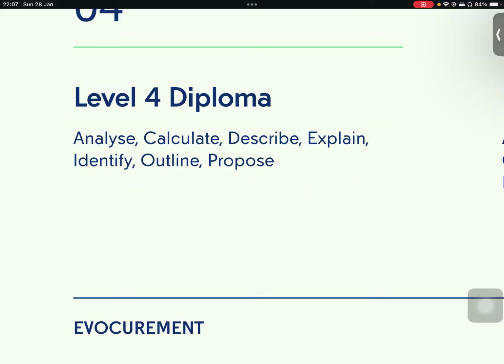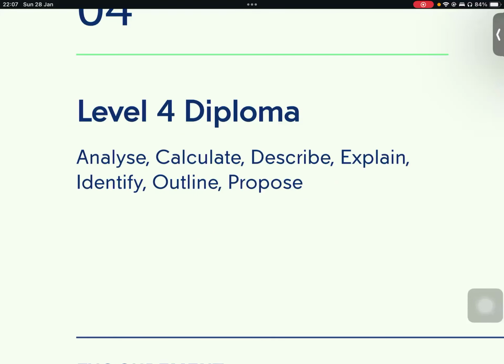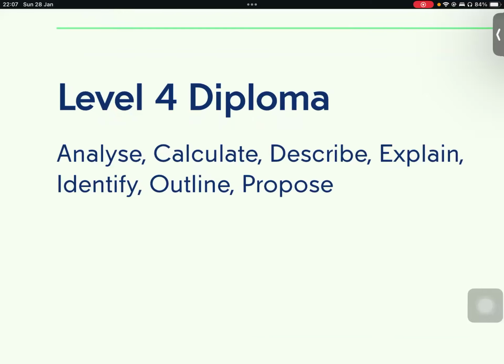Starting with level 4, we have 7 command words. Analyze, which means you need to explain something. You need to make an analysis of something, like describe the characteristics and understand what the implication or the application of that thing can be in a given scenario. Second, calculate.